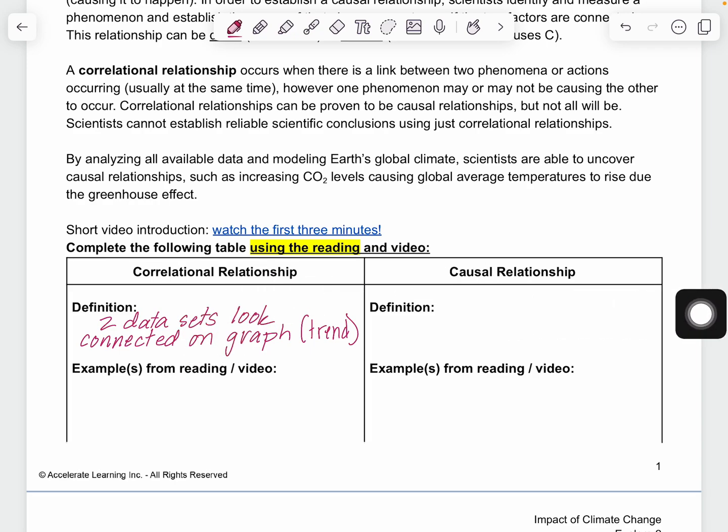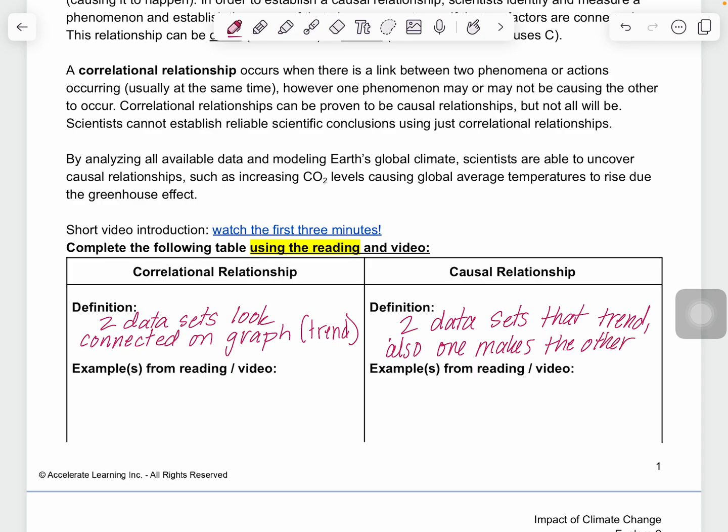Causal, when I think about those two data sets, now I'm thinking about two data sets that have a relationship, right? That trend, so it's just adding on to our other definition. But there's also a relationship or a causal factor. Also, one really makes the other happen. And this will make more sense as we start to look at some examples, which you saw a couple in the video.